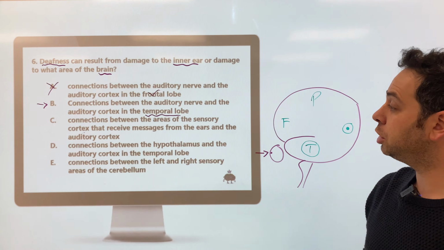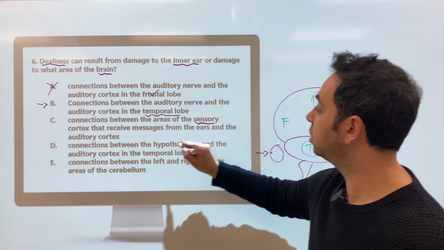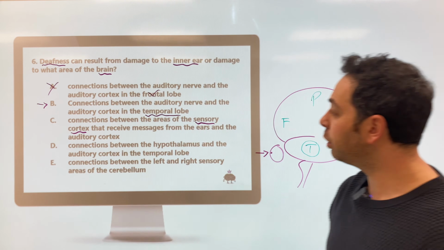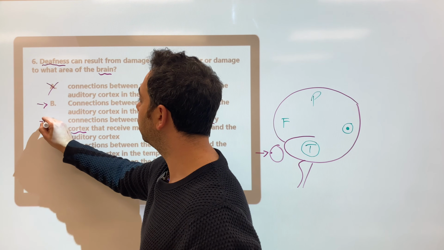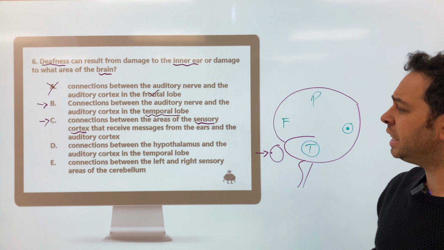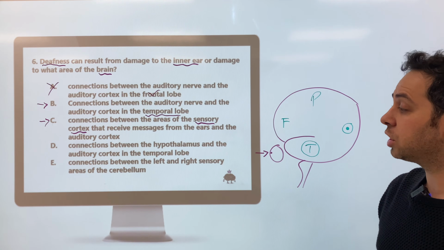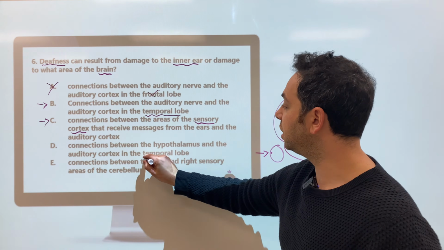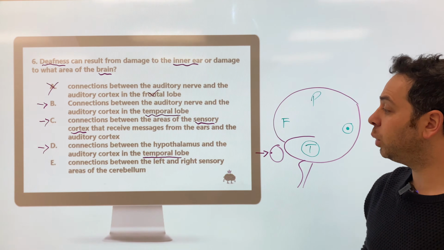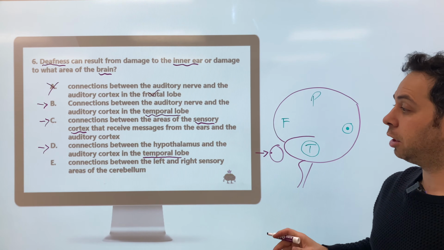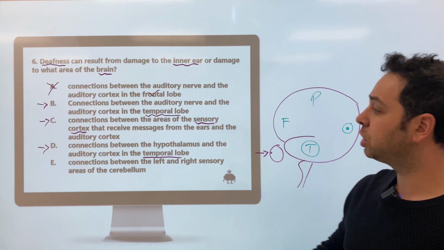Letter C, connections between areas of the sensory cortex. We'll talk about that in a moment. That receive messages from the ears and the auditory cortex. Well, it doesn't say any lobe, so we'll keep that one. Letter D, connections between the hypothalamus and the auditory cortex and the temporal lobe. I see temporal lobe, so we'll keep that one. And lastly, letter E, connections between the left and right sensory areas of the cerebellum. Once again, it does not say lobes, so we'll keep that one.